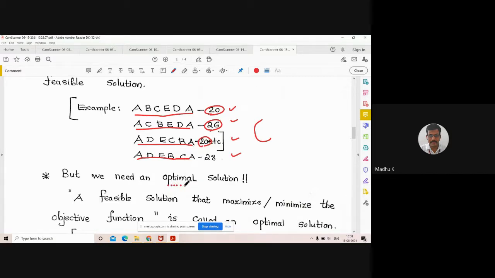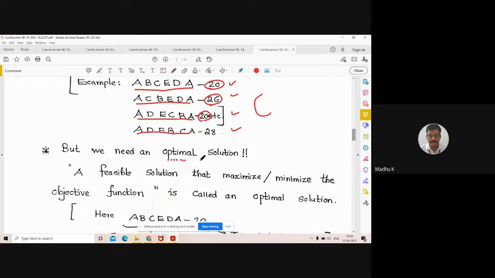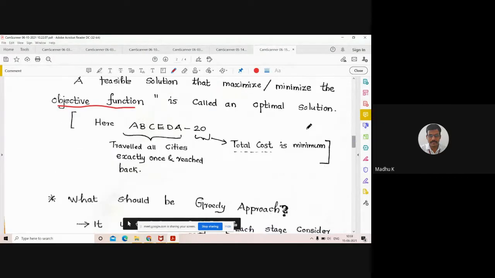So now we are discussing another term. What is an optimal solution? Optimal solution means a feasible solution that maximizes or minimizes the objective function. Please note, an optimal solution is a feasible solution, that is any of these. Additionally, that should maximize or minimize the objective function in that problem. That is called an optimal solution.